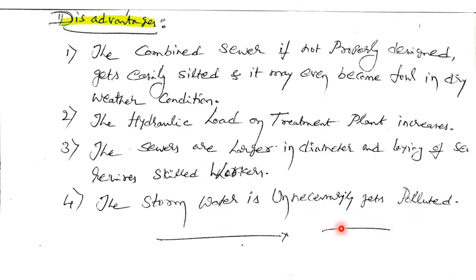See, and also another point is storm water unnecessarily gets polluted. What is the meaning of this one? Because the pure water is going to mix with the sewage, it unnecessarily gets polluted. Again, the treatment plant capacity is going to increase. See, like this, you have to explain briefly on all the methodologies, all the types. Okay.